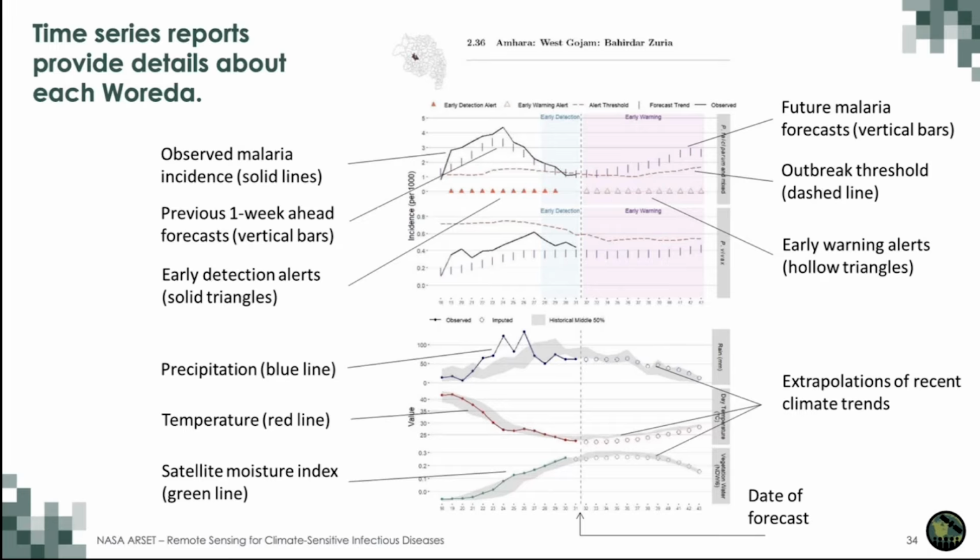And then if we drop down to the bottom part, these are the satellite observations that are driving the early warning forecast. So we have precipitation, we have temperature, and we have a satellite moisture index. And then we have some envelopes there for the historical distribution, so that someone can look at it and get a sense: okay, that's the precipitation, but is it wetter than normal or warmer than normal? Here we see precipitation anomalies historically that are, in this case, likely contributing to the forecast of a malaria outbreak going into the future.